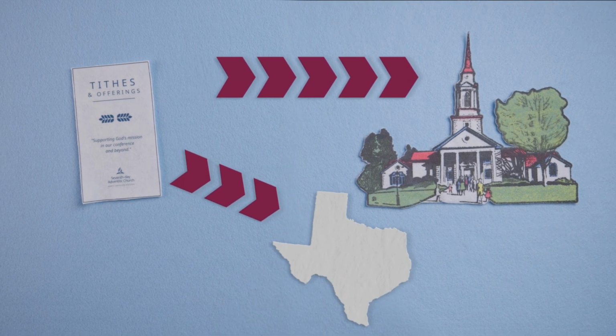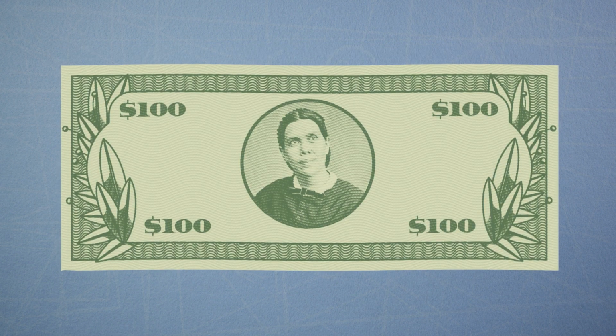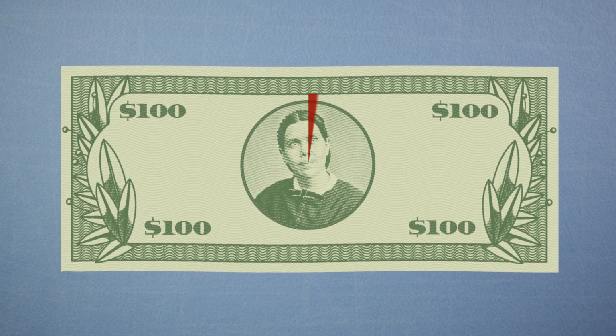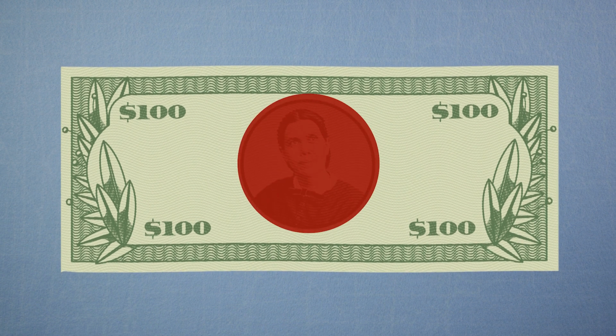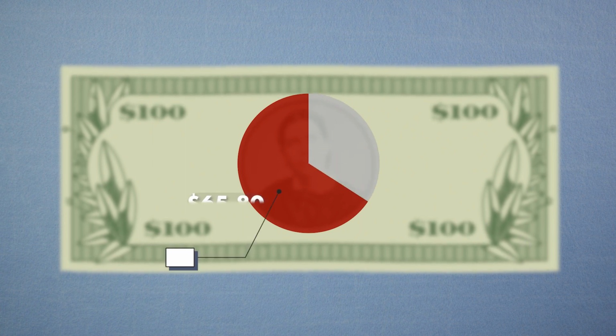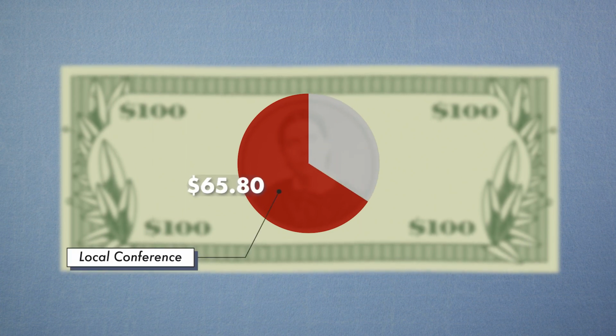is wholly passed to the local conference. So let's imagine a person puts $100 into a tithe envelope and designates it as tithe. Where does that money go? Of every $100, about $65.80 stays in the local conference.